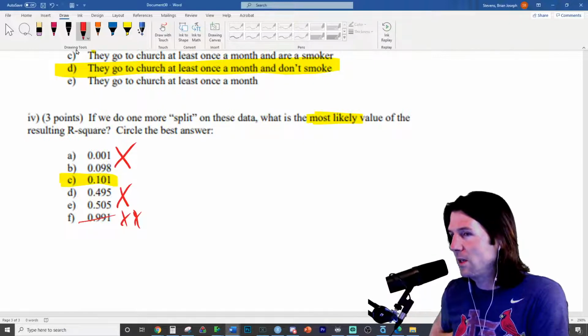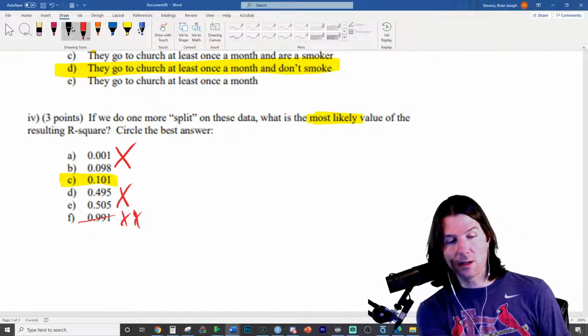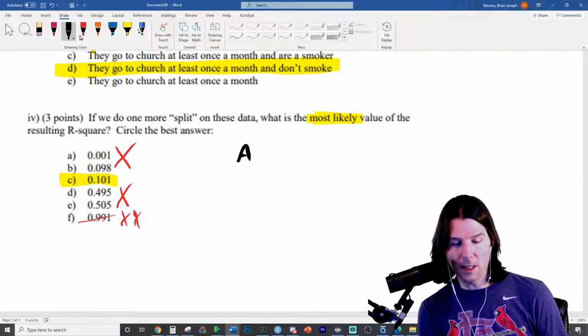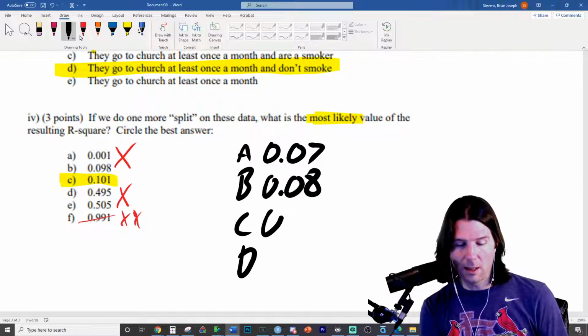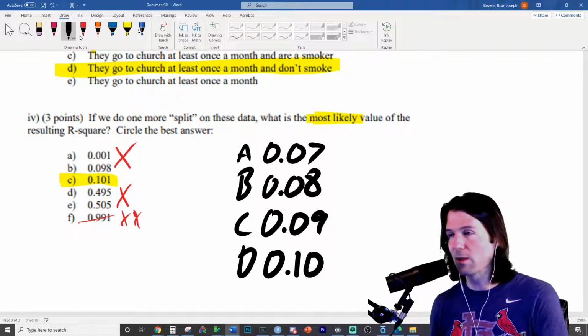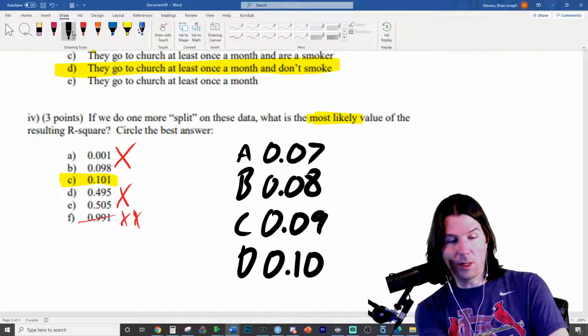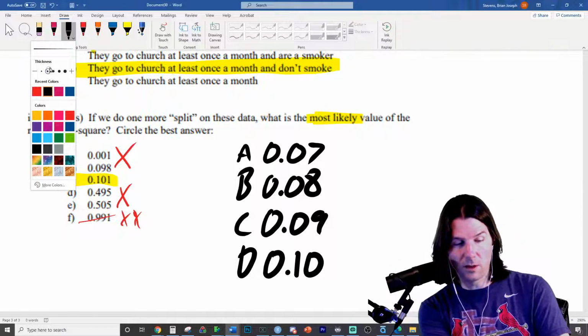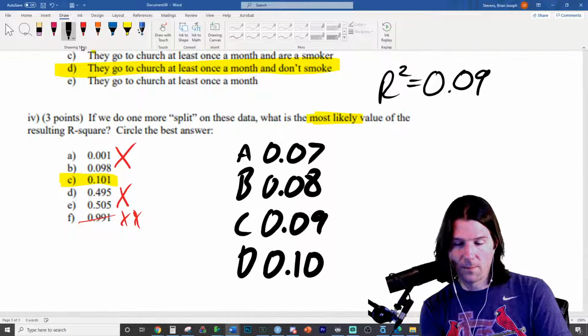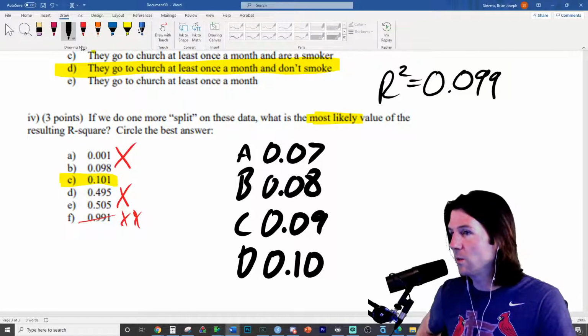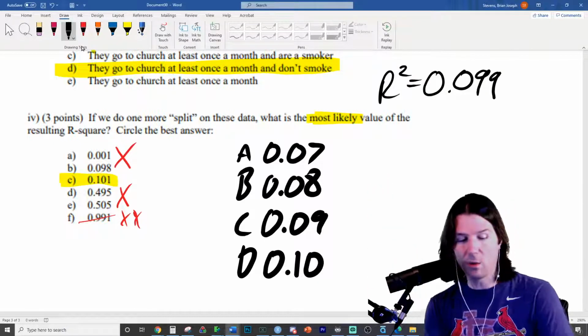Frankly, if I were to rewrite these questions nowadays, I'd probably put A, B, C, D, and then it'd be like 0.07, 0.08, 0.09, and 0.10. I could say which of these is most likely. So which of these would be most likely with a current R-squared? See if you can do this one. I would rewrite this question this way if I were to rewrite it today. That's the current R-squared. What's the answer here? A, B, C, or D to this new question.